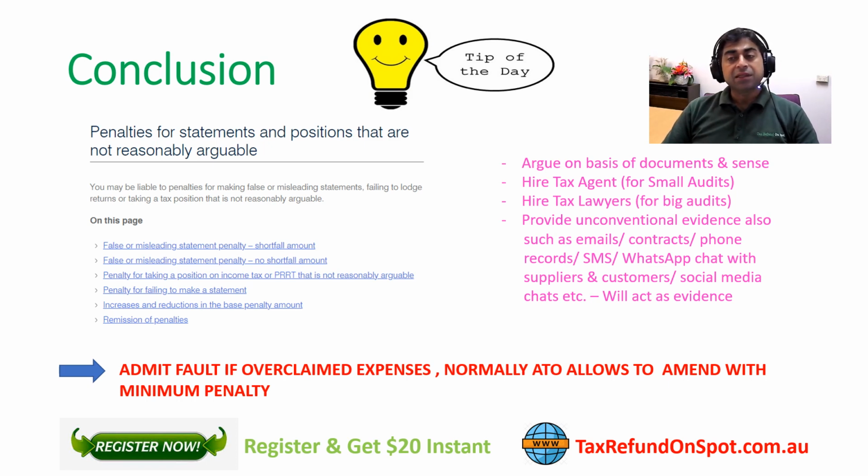And in case your audit is big, in case your amount of tax is high, you can also hire a tax lawyer. I think that is mostly for businesses, because for businesses the tax liability can be very big. But if you think that your claims are correct, you can hire a tax lawyer so that he or she can represent you against the ATO. That option you always have.